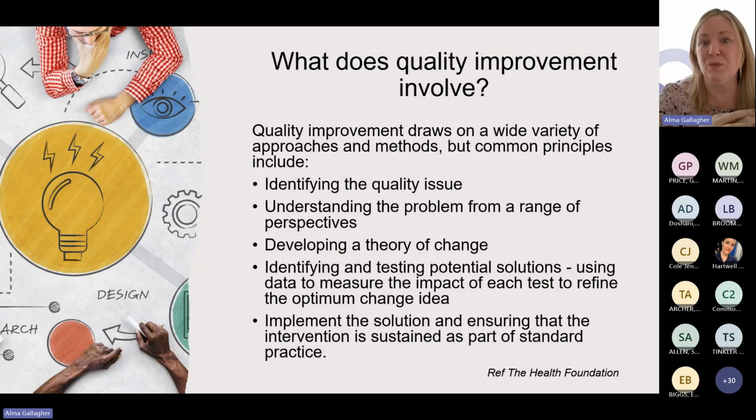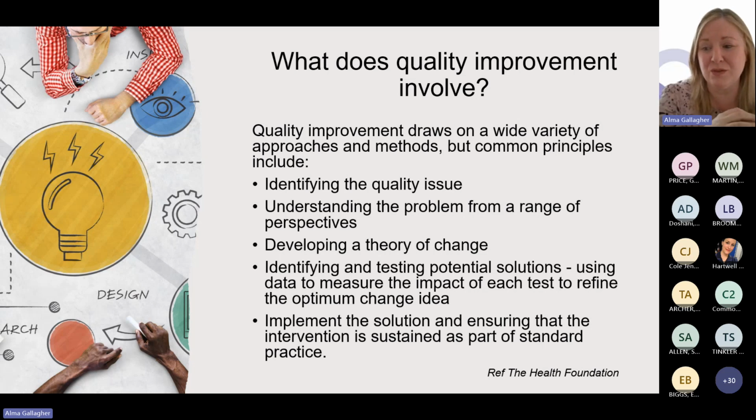We really need to be using data and measurement to understand whether the change you're making has had an impact, whether a positive impact or perhaps an unwanted one. You have to have a methodology or approach that can pick up on those changes and allow you to refine the change idea, to see whether you want to adopt the model, adapt it, or actually just abandon it. That is one of the core principles as well. And then obviously the success of any good quality improvement project is that it's sustained and becomes part of business as usual, part of your standard practice.